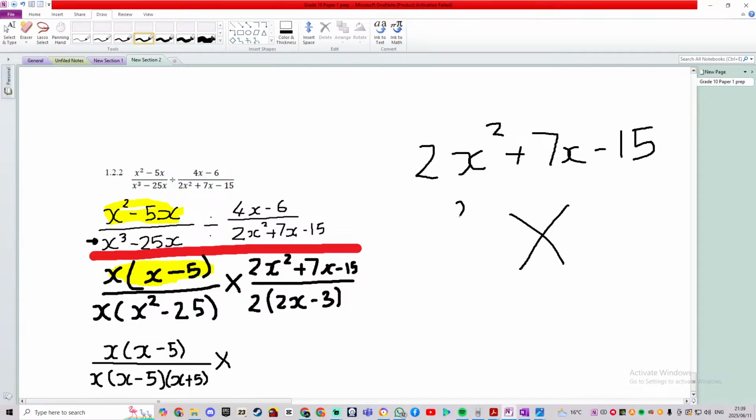So it's 2x on the side, x on the side. I know some of you are not familiar with this one. Now I can choose a variety of options. I'm not going to choose 15 and 1. I'm going to choose 5 and 3.